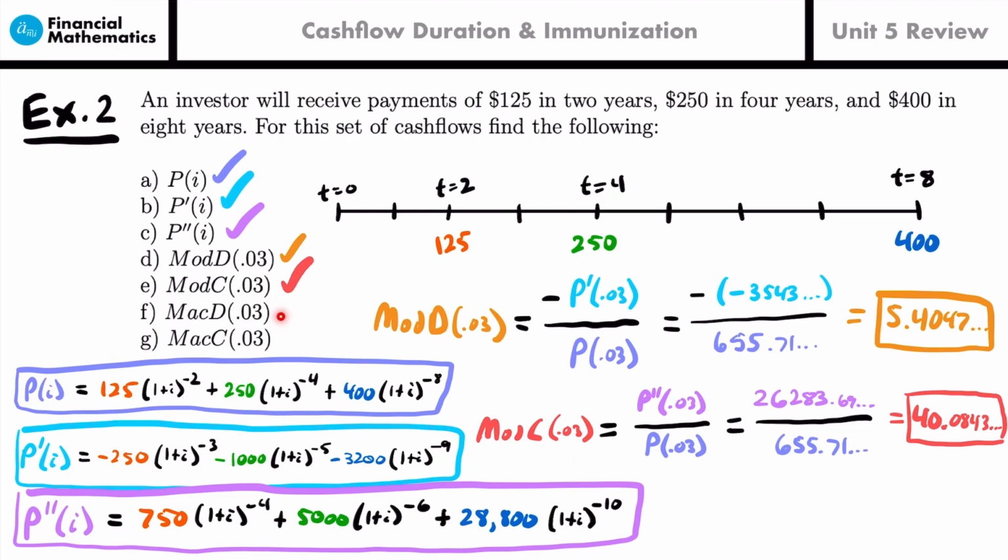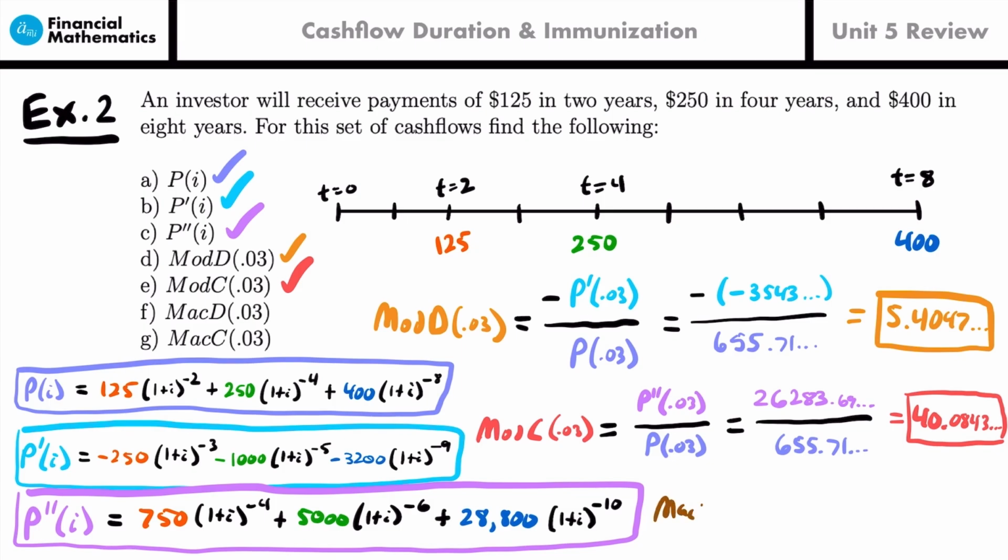Now we have two more values we want to find. We want to find the Macaulay duration at that interest rate of 0.03 and a Macaulay convexity at that interest rate of 0.03. But these we're going to find a little bit differently. What we're going to do is make use of the relationships between these two values and the other values we have already calculated. And for starters, let's look at the Macaulay duration. Remember that the Macaulay duration is closely related to the modified duration. It's just off by one period. In this case, we want to convert the modified duration to a Macaulay duration. And so that'll look like this.